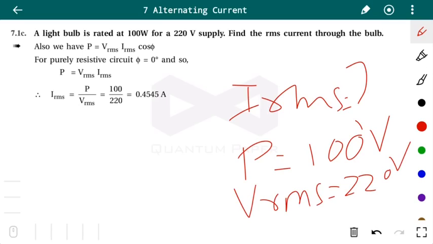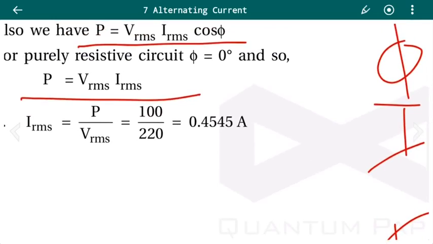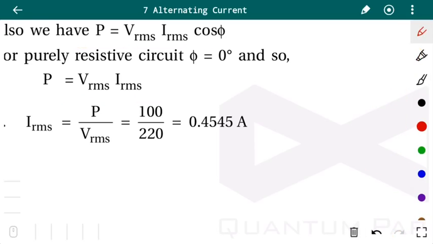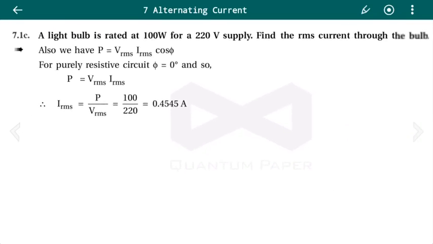And here, because the circuit is purely resistive, phi equals 0 degree. So we can use the formula P equals VRMS IRMS cos phi. Here phi is 0 degree, so cos 0 degree becomes 1. So P equals VRMS into IRMS. Taking IRMS as the subject, we get IRMS equals P upon VRMS. So 100 upon 220 equals 0.4545 ampere. So students, you may note down this numerical.